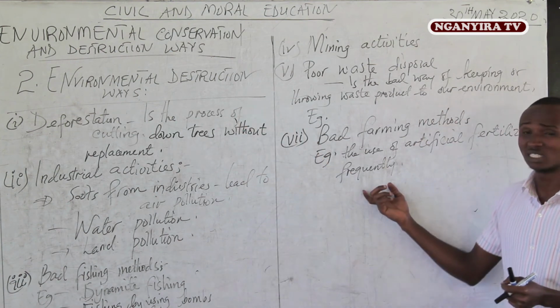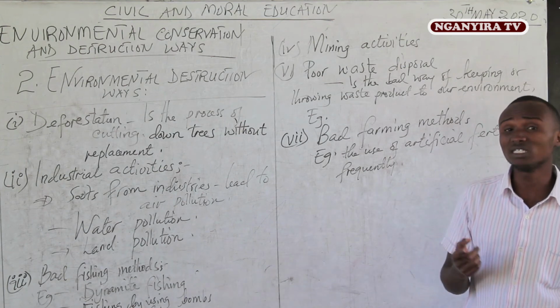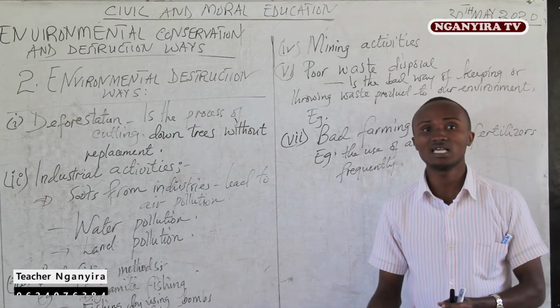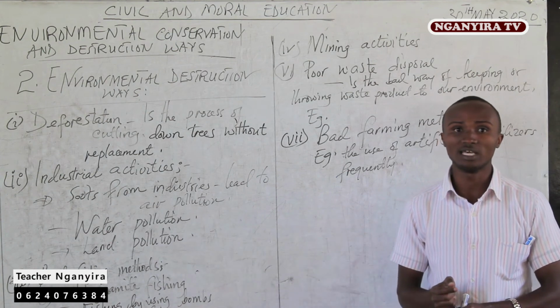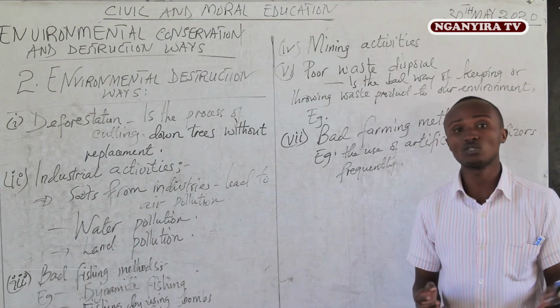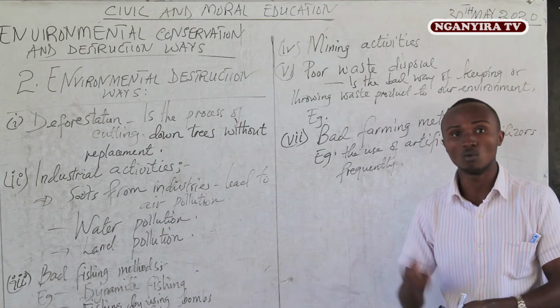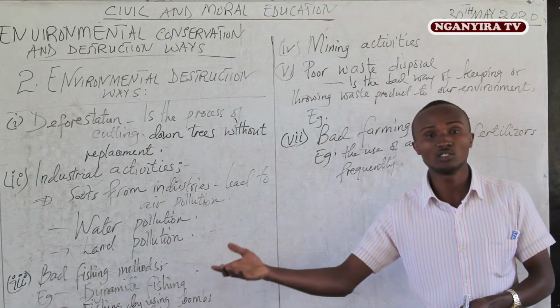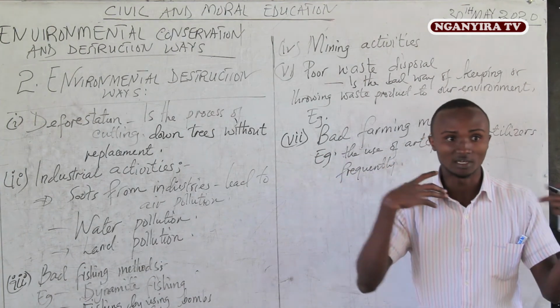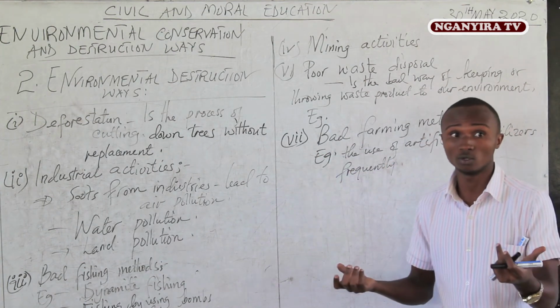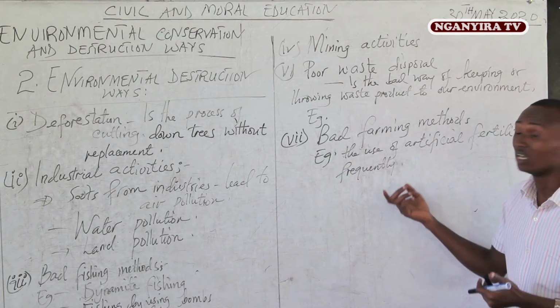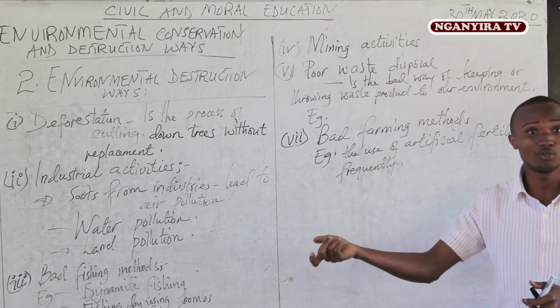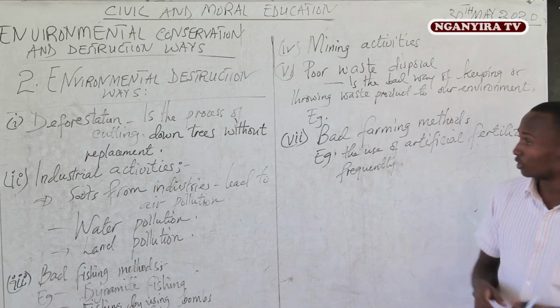But when the rains come, they always carry those fertilizers to the lower areas, maybe to the places where the water flows into water bodies, or the place where you always take water for domestic uses. So that also can destroy our environment, leading to water pollution as well as land pollution.